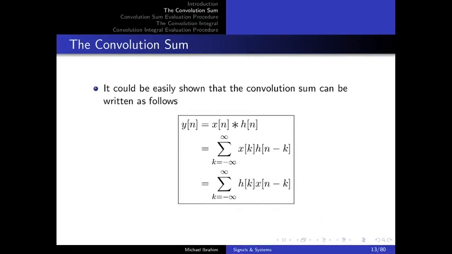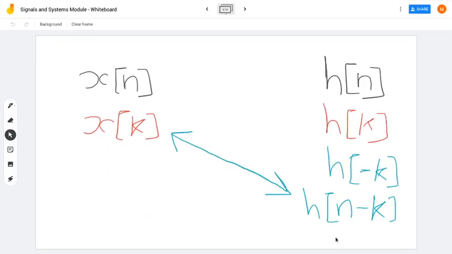Let's go back to our slide. Here we have x of k times h of n minus k under the summation. So again, first step, replace n by k. Second step, choose one signal to keep as is, in this case x of k, and the other signal we will first mirror, then shift. Then we multiply x of k times h of n minus k.